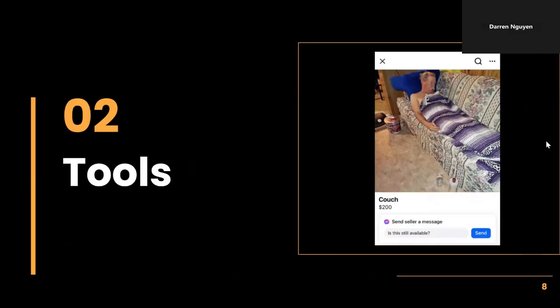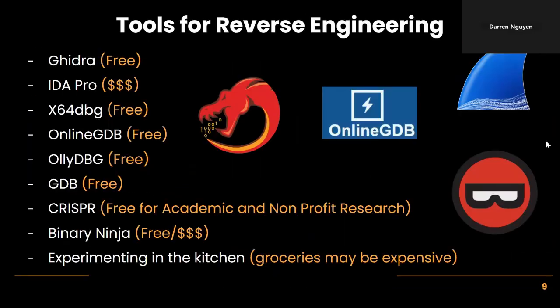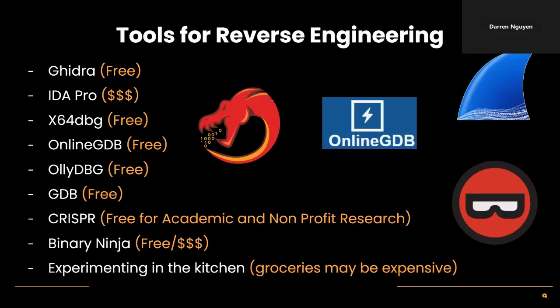All right, so tools. There's a lot of tools for reverse engineering. I have Ghidra on my laptop. Ghidra is completely free. It's developed by the NSA, so you know it's the real deal. There's also IDA Pro. It is not free. X64DBG, which I mentioned, is also free. Online GDB is also free. It's literally web-based, so you don't even need to download anything. OllyDBG is free. There's also GDB. I don't know why the words are so scrambled, like GDB, DBG, whatever.